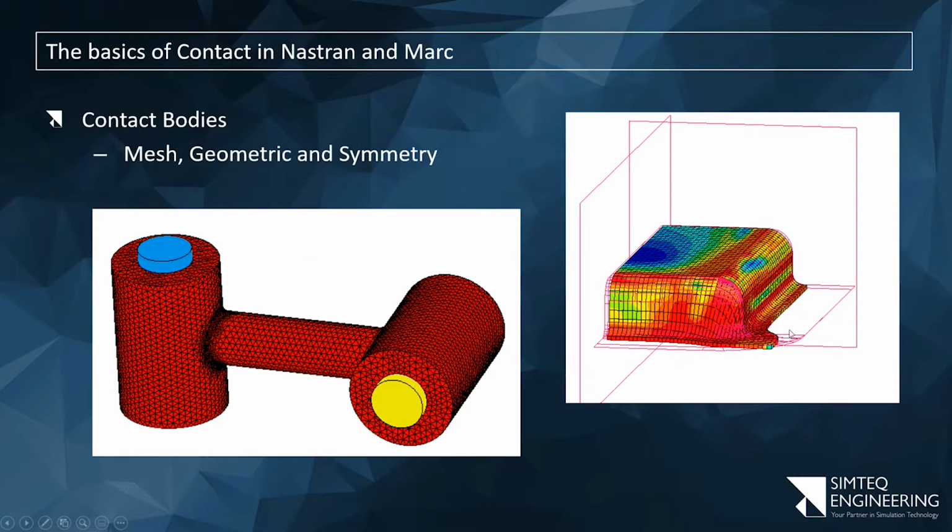Now, here's just some more examples. It's shown in wireframe now, but there's also some rigid bodies, so these are not symmetry. It's used to load this part with. So this was a kind of forming operation.